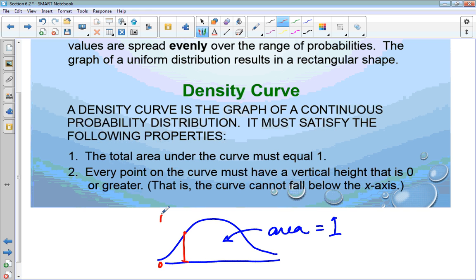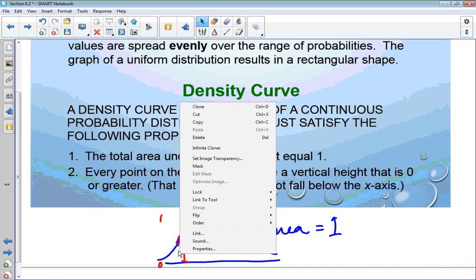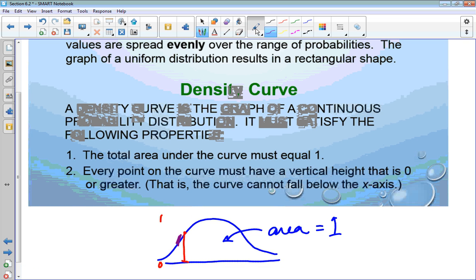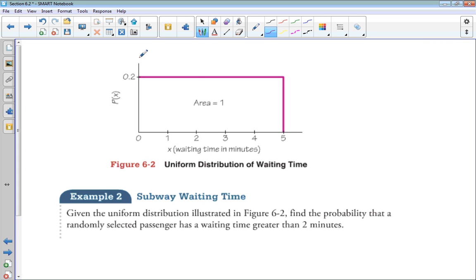The nice thing is that when we learn how to find the area under the curve, normally we would have had to use calculus, because calculus tells us how to integrate to find the area under the curve. But we're going to be able to use technology and tables that we have at our disposal to find those areas. So this is a uniform distribution, and this particular one is about waiting in line at the subway.